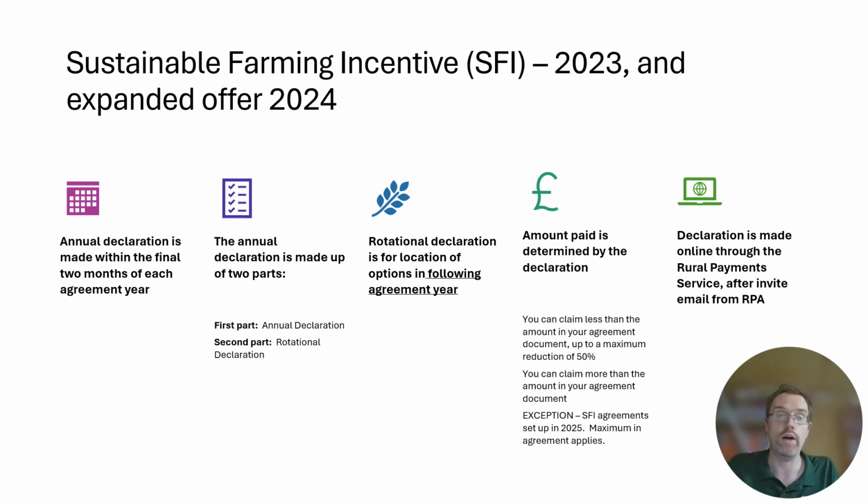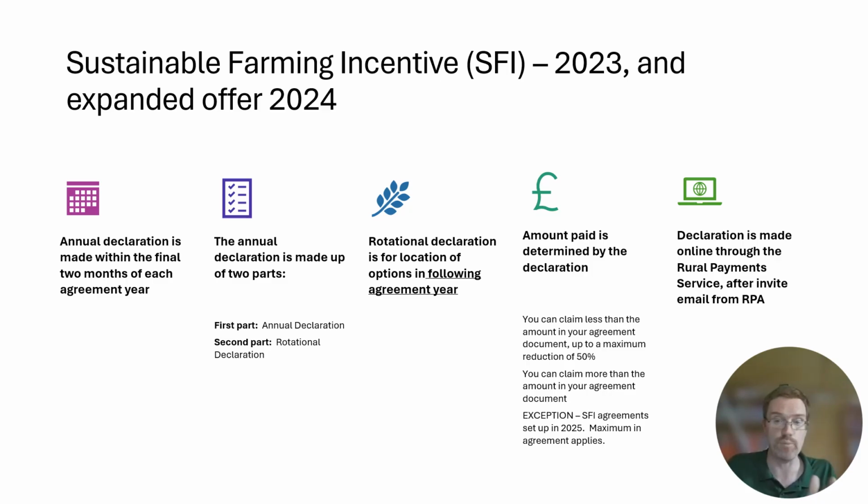Only people who have SFI 2023 and people who have the SFI 2024 schemes will be able to reduce or increase their claim as per your rotation. The key difference with the rotational schemes in SFI is that you are making the declaration for where the options are going to be in the next 12 months. So this doesn't relate to cropping years. This relates to essentially a calendar, 12-month process.